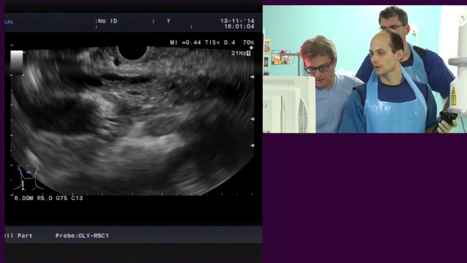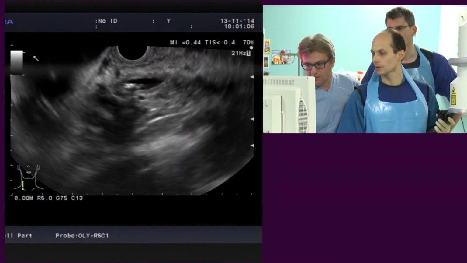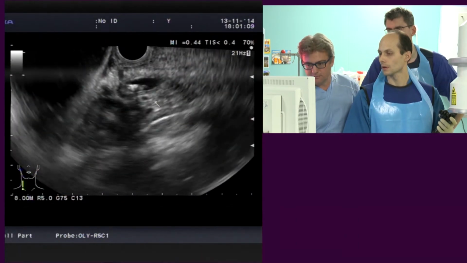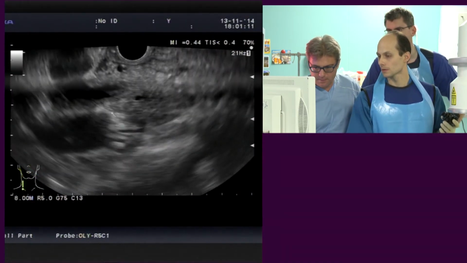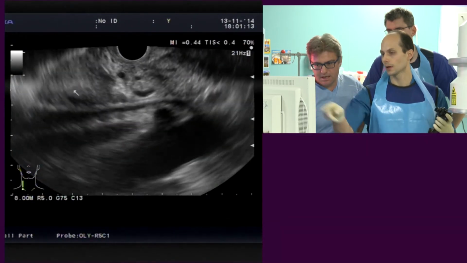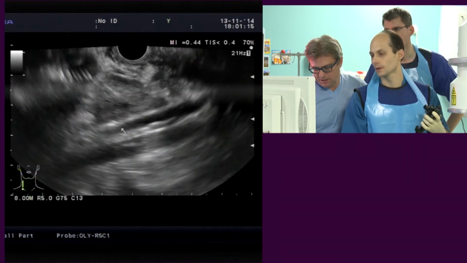So this is intra... Yes, this is the pancreatic part. So you can see air. What is this? Lymph node. So this is another lymph node we find, much bigger.